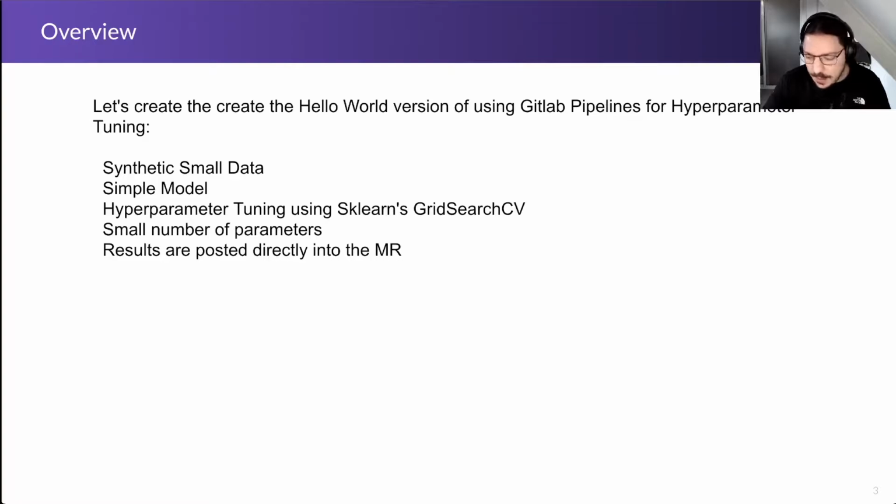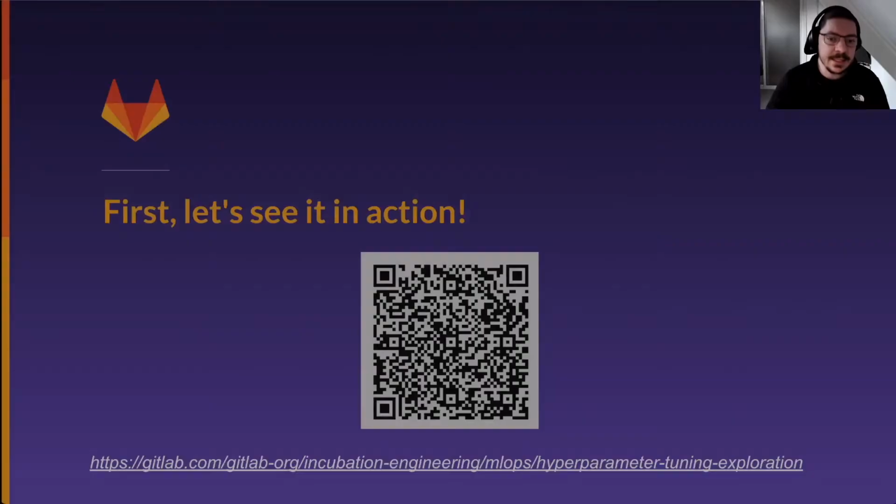It's not going to be parallelized. It's just going to go serialized, one after the other. We're going to have just a small number of parameters, and the results are going to be posted directly into the MR. So no external tools, no model registry for comparison, no hyperopt, no Bayesian approach, no parallelization, nothing like that. That will come soon, but it's nice to build upon. So without further ado, let's see it in action.